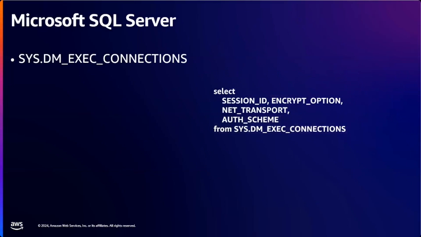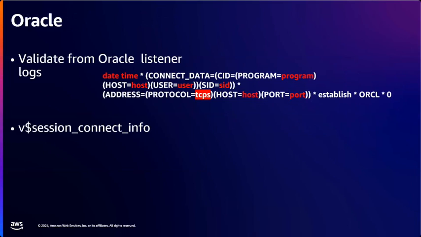For SQL Server, you can get that information by using the dynamic view called dm_exec_connections. In the same way, for Oracle, you can validate that information from Oracle listener logs. These different views and mechanisms will help you understand if your clients and applications are making SSL connections with databases or not.